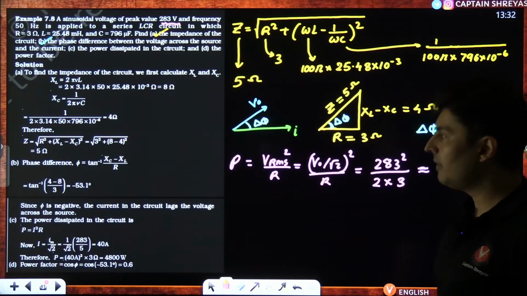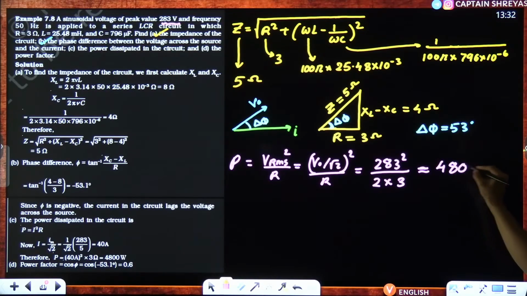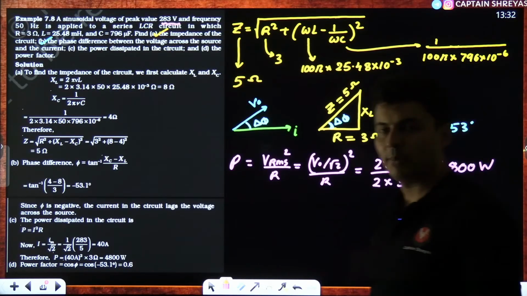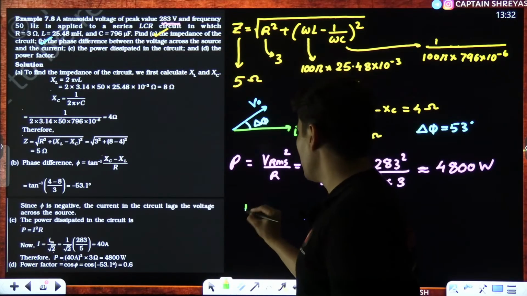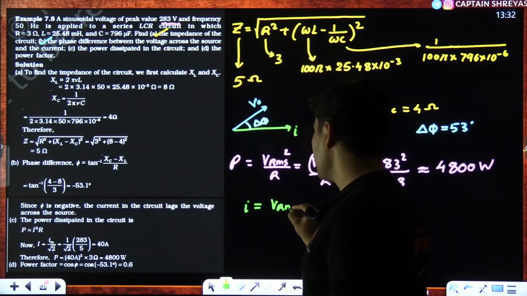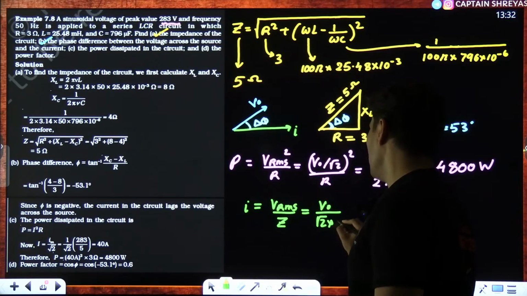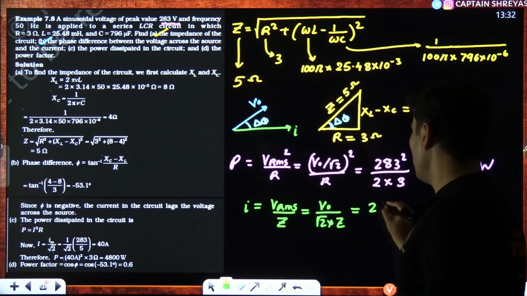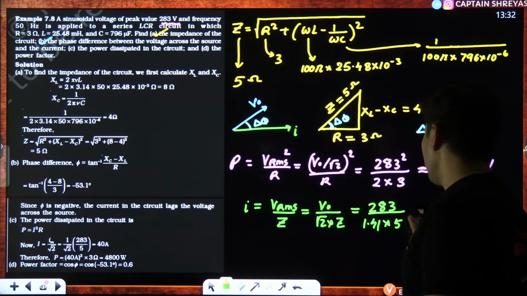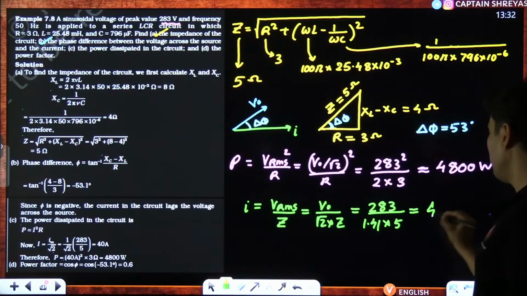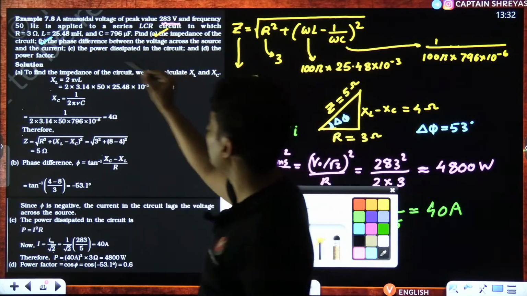This will give me a value of the power as how much? 4800 watts. That is the power. If current was asked, that also we can calculate. Current will be RMS value by your Z. RMS value is maximum by root 2, into Z. Maximum value 283. Root 2 is 1.41. Z value is 5. That value comes out as 40 amperes. So that is also done. Power is also done.